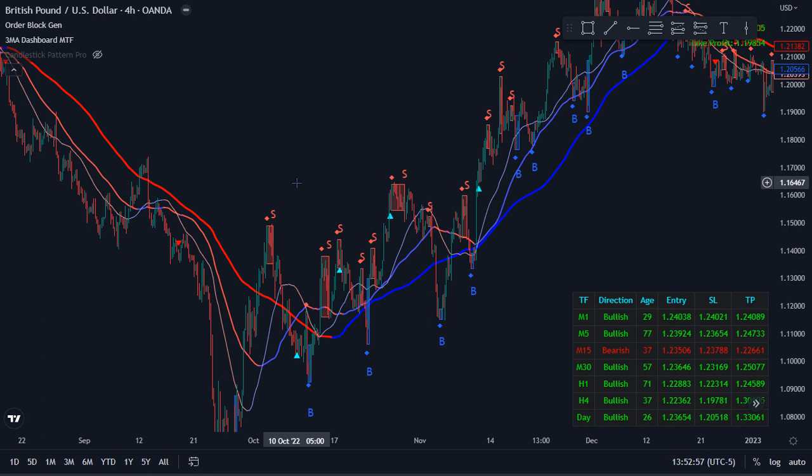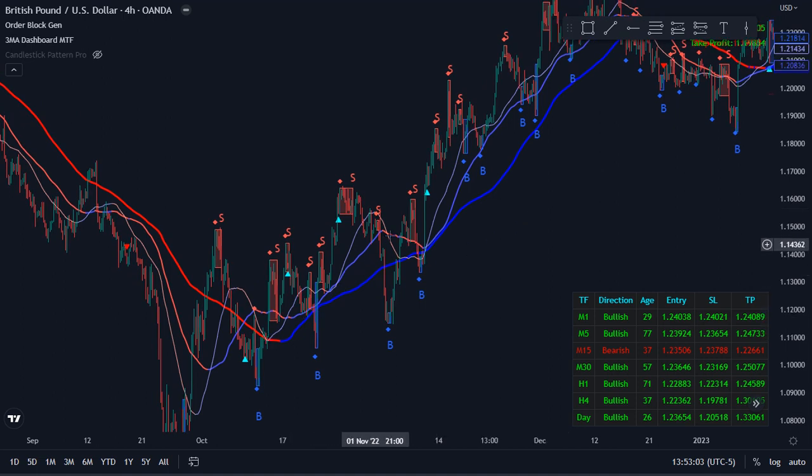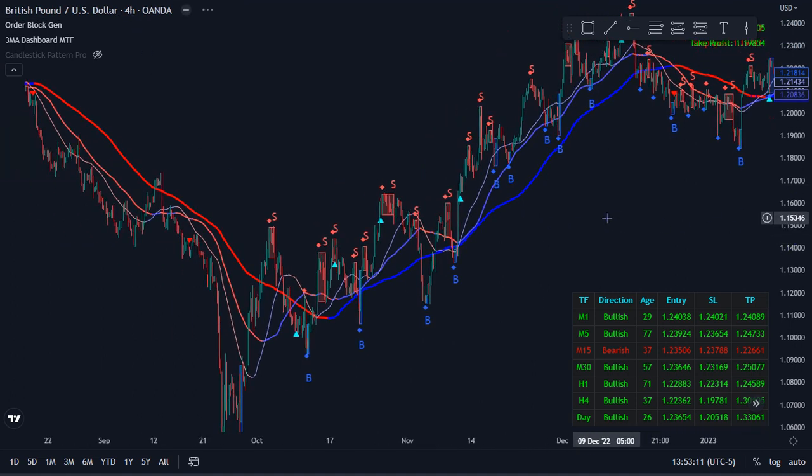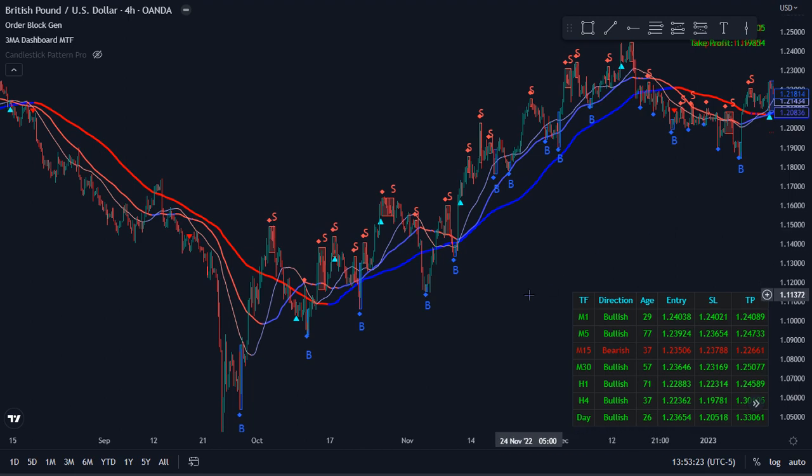My name is Ronald, and in this video, we're going to go over some of this price action, this big up move here with the British pound, US dollar. We're going to start on a 4-hour chart and then work our way down into lower time frames. What's showing right now is the order block gen and the 3 MA multi-time frame dashboard here on the chart.